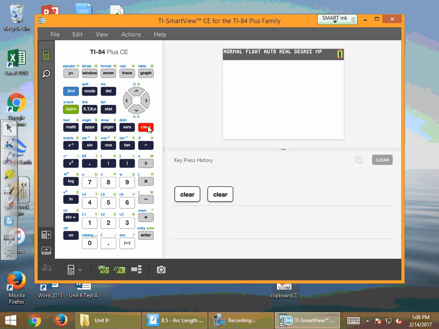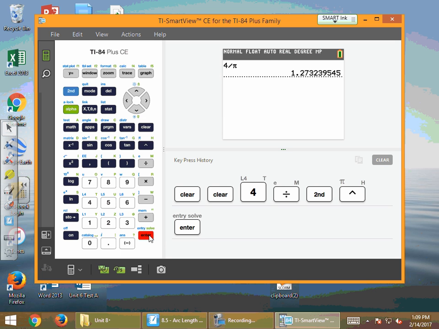Okay. How you're going to type this in a graphing calculator: you'll do 4 divided by pi. To get pi, all you have to do is hit second and then the caret button. It's right above the division sign. The little up arrow button is called a caret button. Hit that and that gives you pi. So again, 4 divided by, hit the second button and then the caret button, and that gives you pi. And then enter. That's about 1.3, which is the radius.